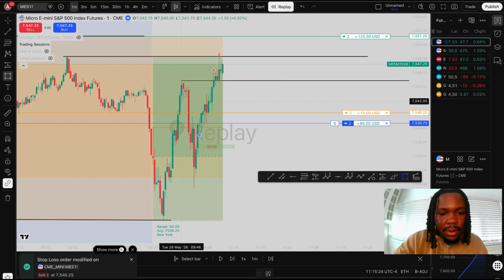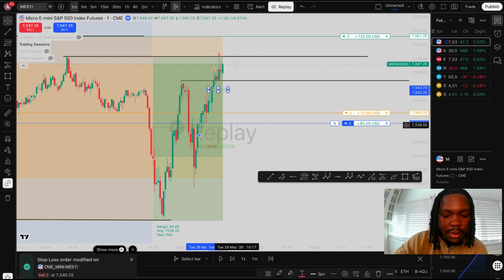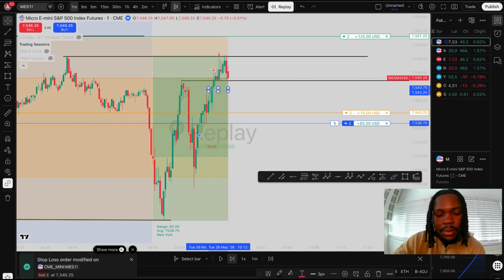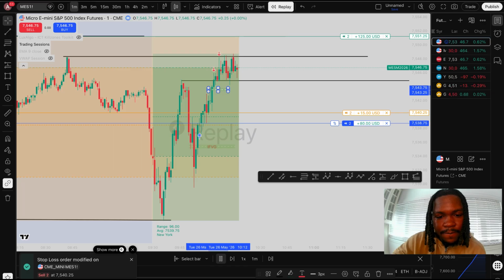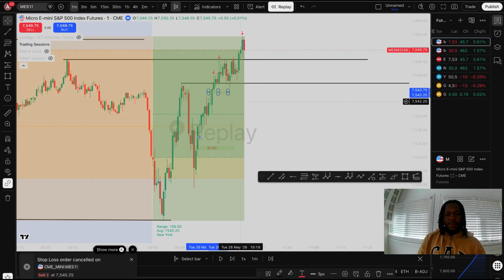Let's mark out the fair value gap. Trail our stop underneath this 1 minute fair value gap because we don't want to see price dig below that. We want to see price respect that once it returns. It's really small, but you've got to be able to see those in the market. Price digs back. Respects. It's chopping. And just like that. Full TP on that trade.